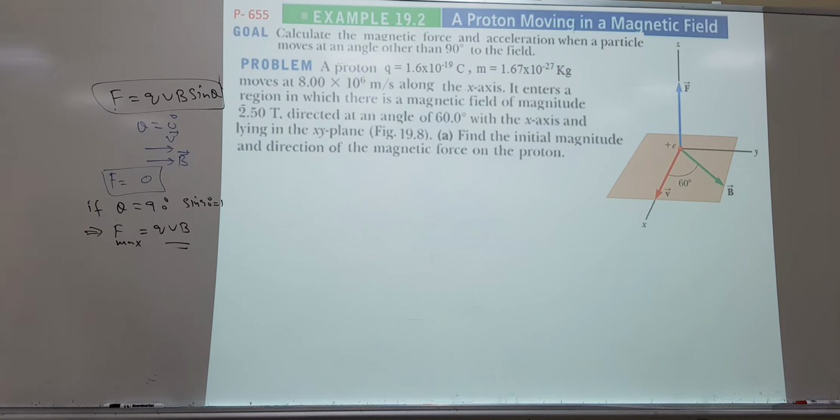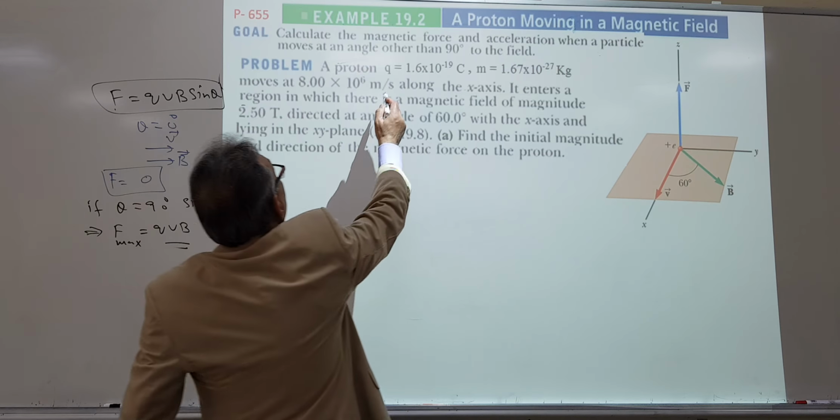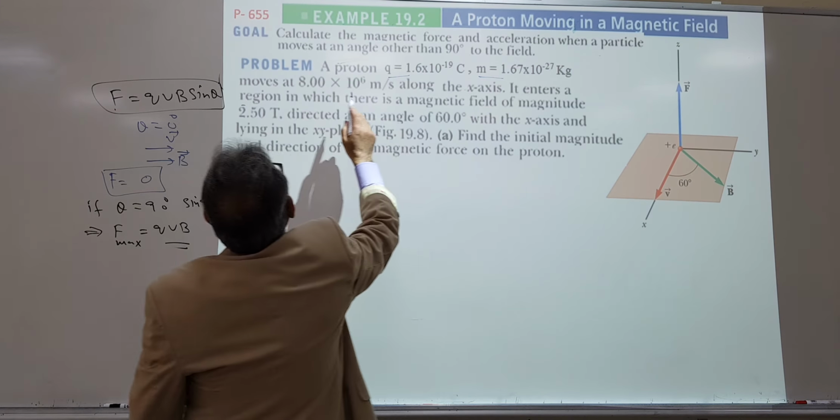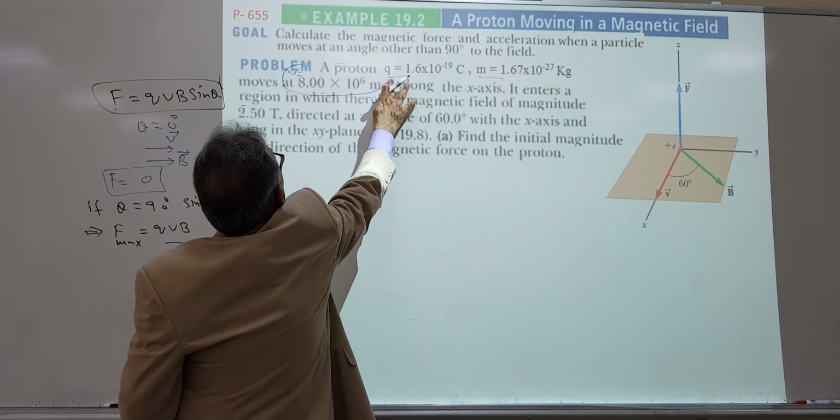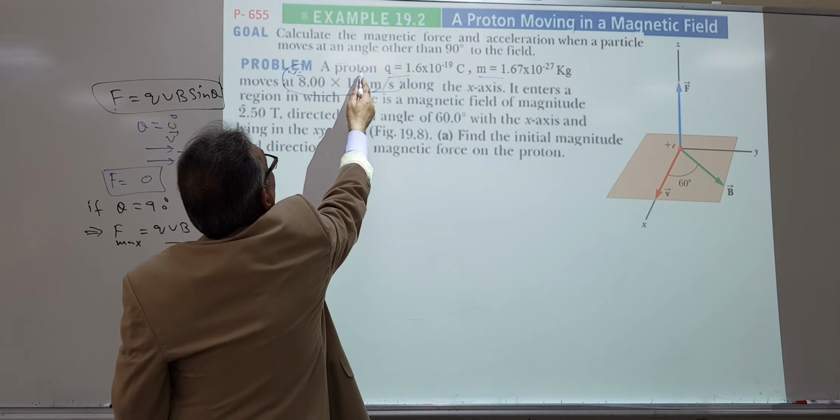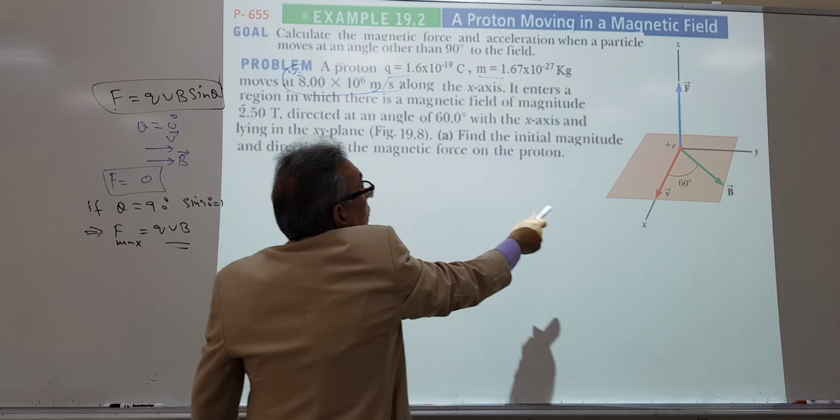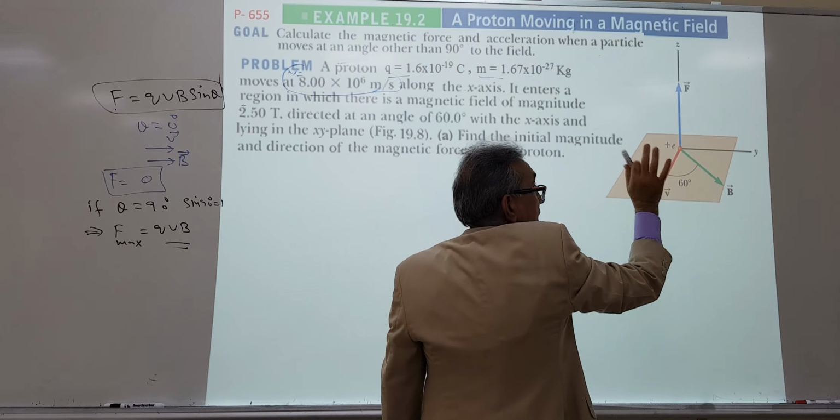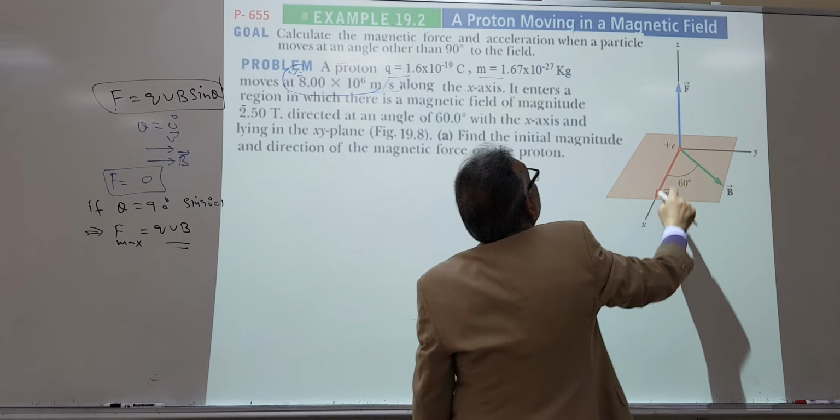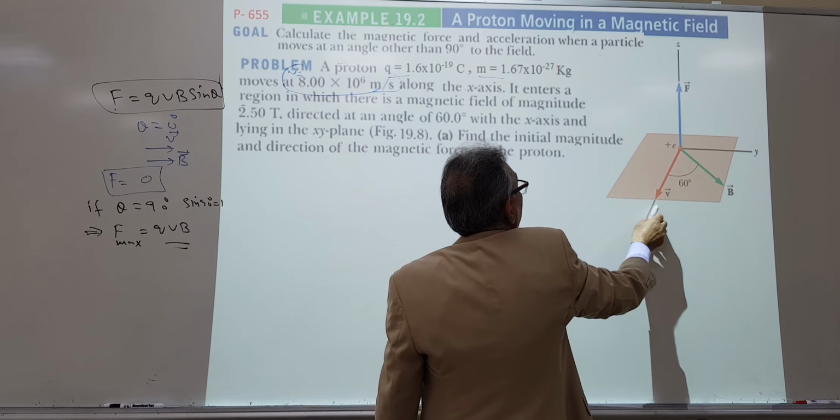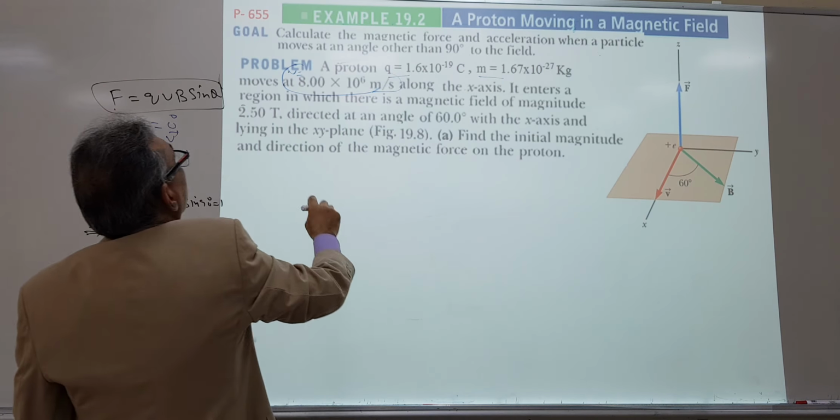Right, so this is the next question, A part. You have a proton, the charge on the proton is given, the mass of the proton is given, and it moves with this velocity, of course positive charge, along the x-axis. Think three-dimensional coordinates, X, Y, and Z axes. So along the x-axis the positive charge is moving, so that is the velocity.